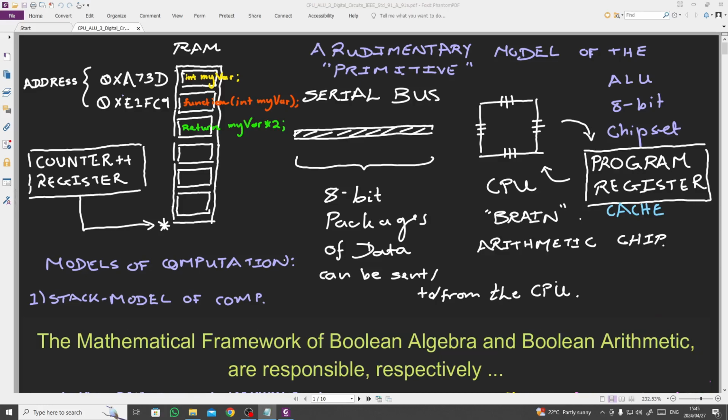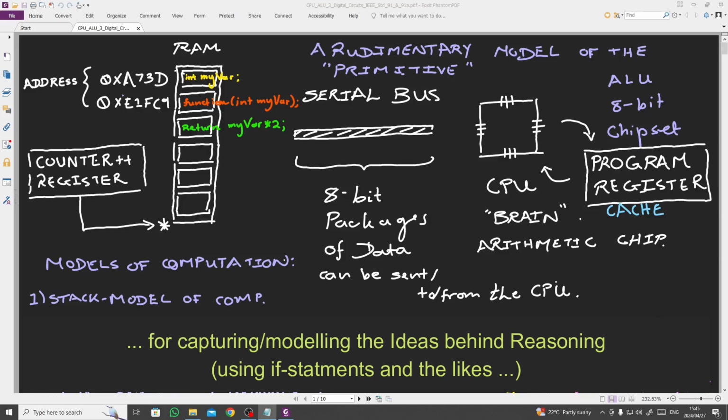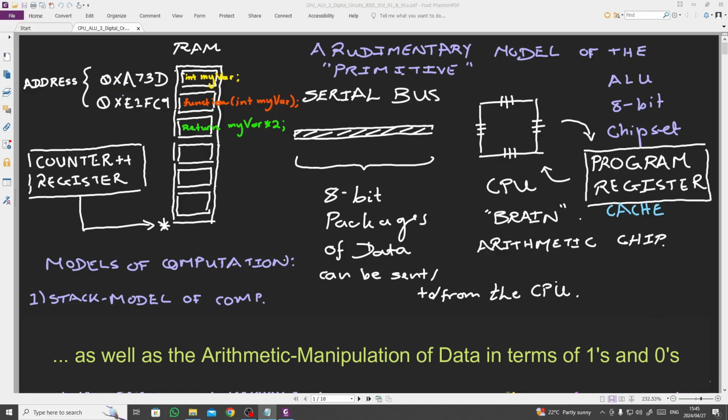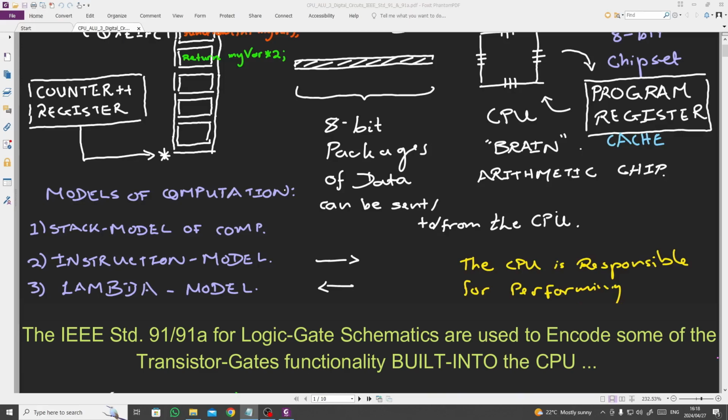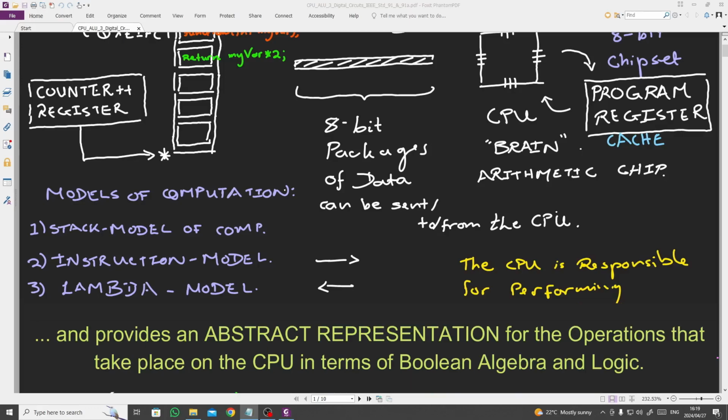The mathematical framework of Boolean algebra and Boolean arithmetic are responsible, respectively, for capturing the ideas behind reasoning, using if statements and the like, as well as the arithmetic manipulation of data in terms of ones and zeros. The IEEE 91-1984 standard for logic gate schematics is used to encode some of the transistor gate functionality built into the CPU and provides an abstract representation for the operations that take place on the CPU in terms of Boolean algebra and logic.